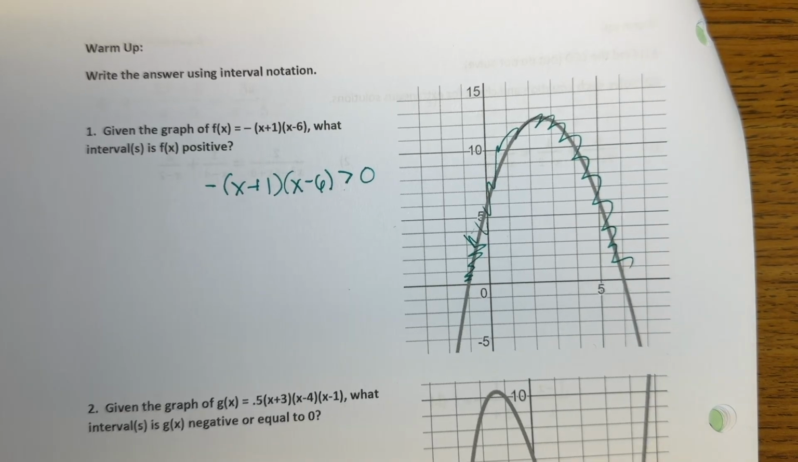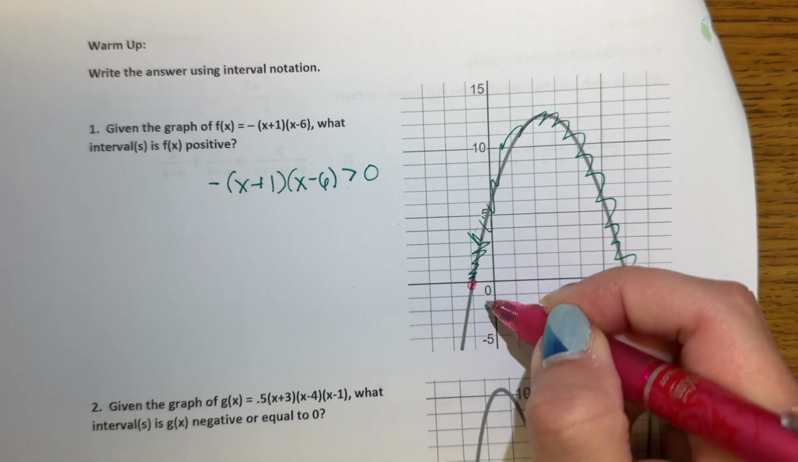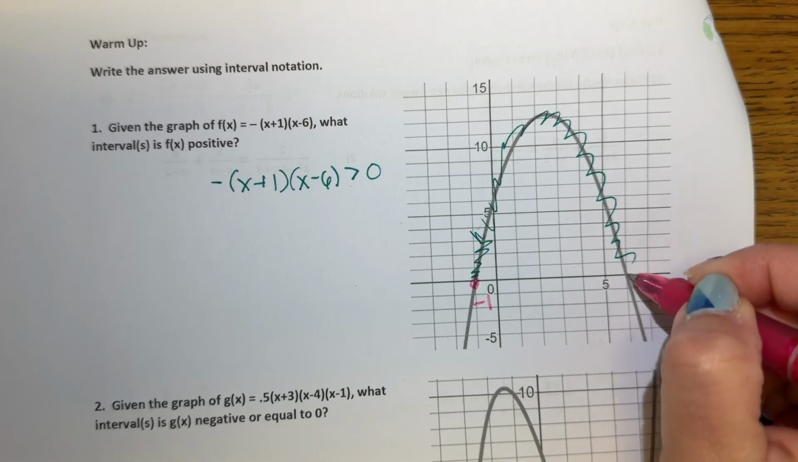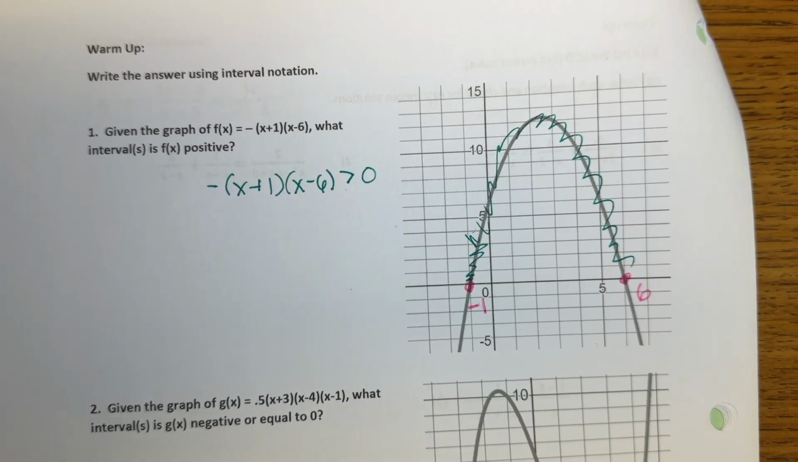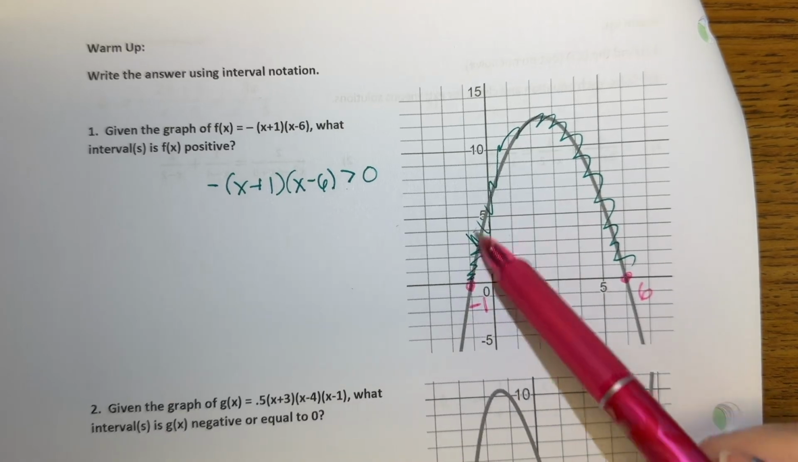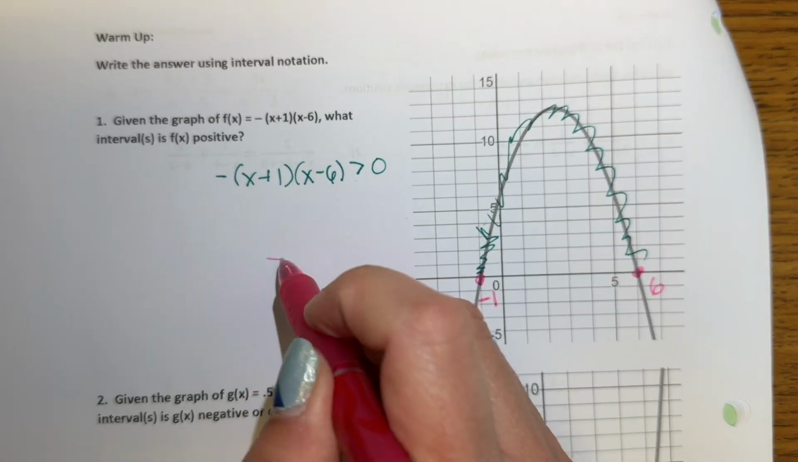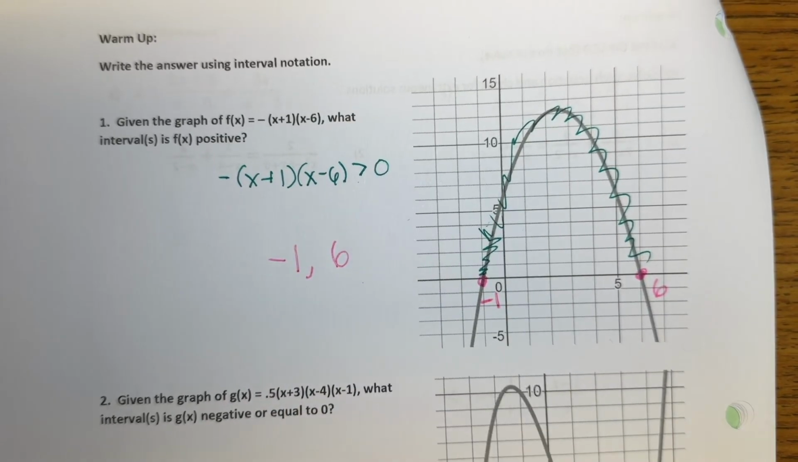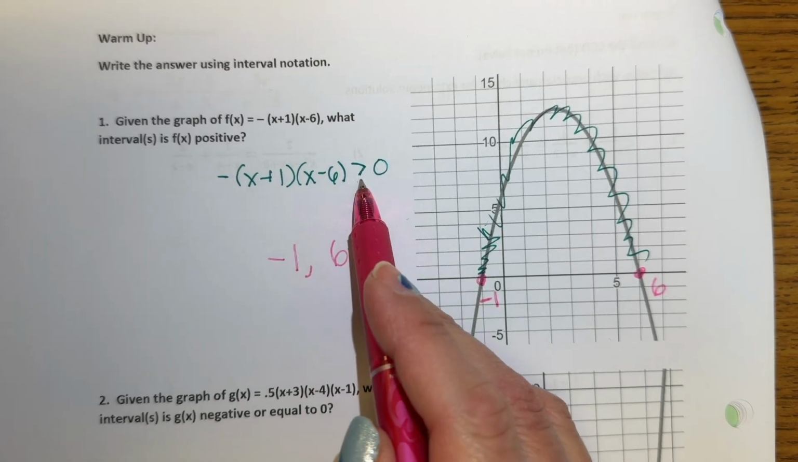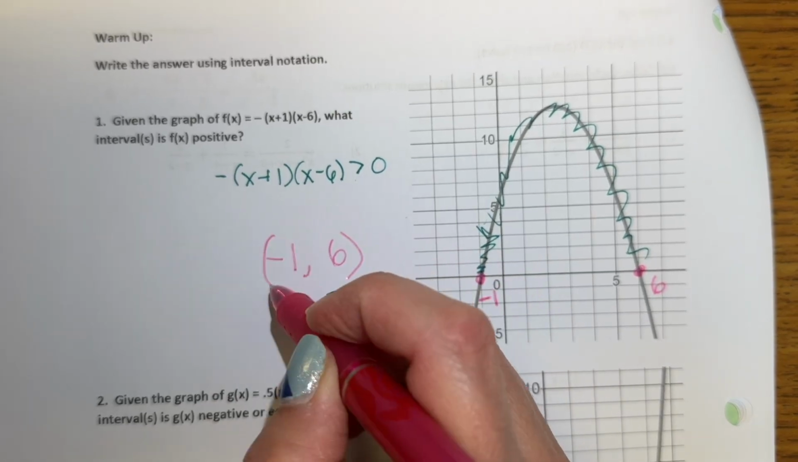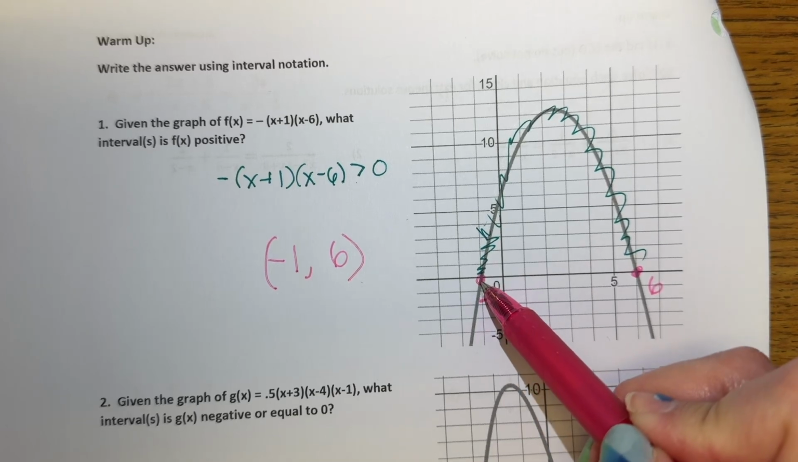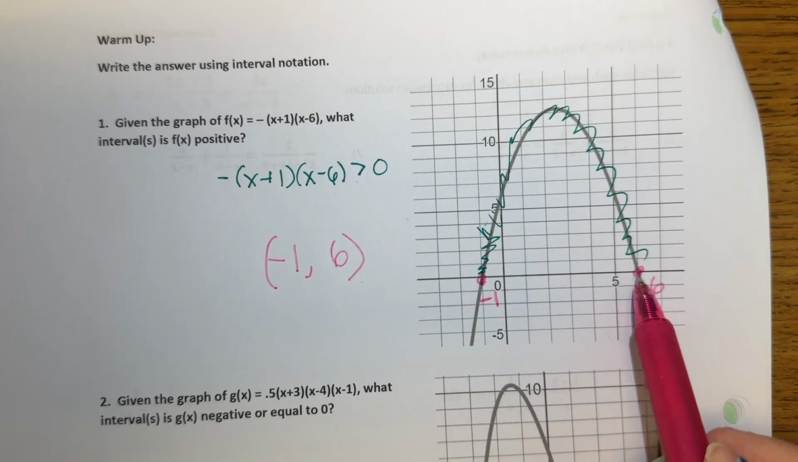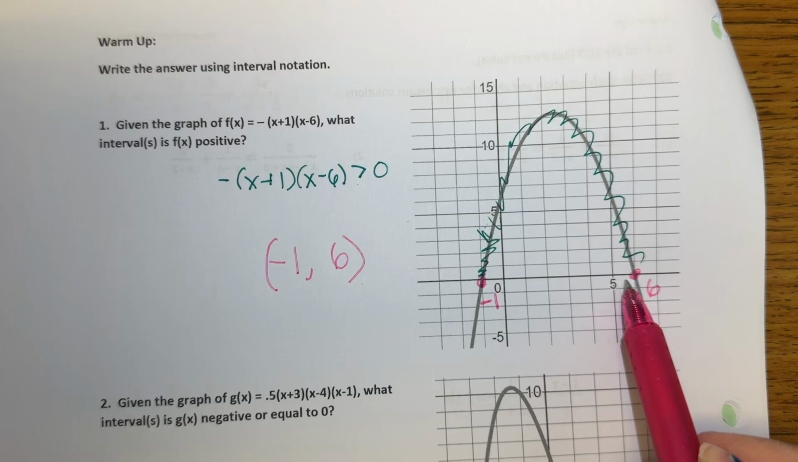Well, what are the x-intercepts? We've got an x-intercept here of -1 and an x-intercept here of 6. So the graph is positive. We have positive y values from -1 to 6. But I don't want equal to 0, so I'm going to do rounded brackets. So starting really, really close to -1 and ending really, really, really close to 6.